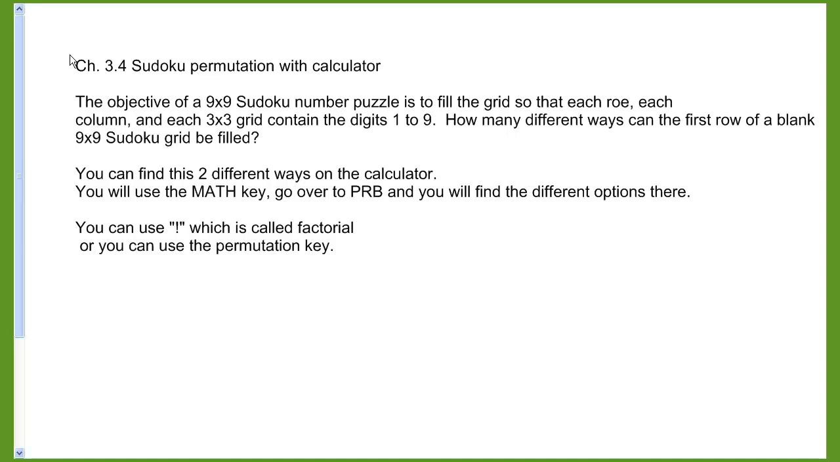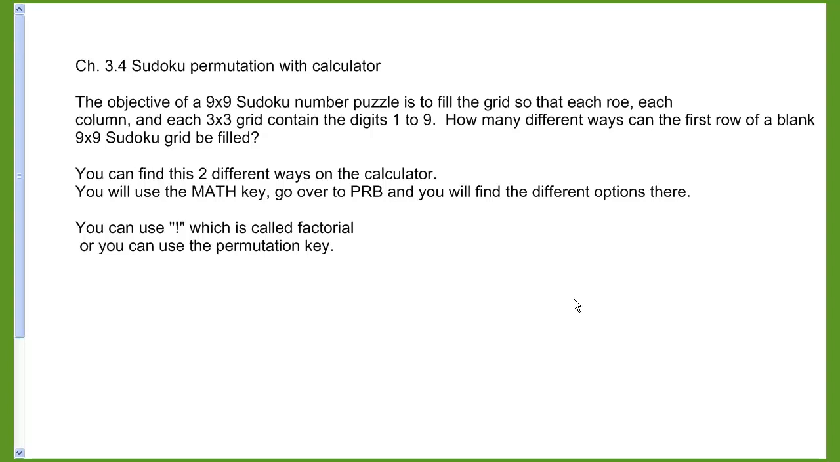The first problem we're going to look at in week 3 using a calculator is the Sudoku permutation. Here's the problem, and I'm going to show you how to use the calculator. It says the objective of a 9x9 Sudoku number puzzle is to fill the grid so that each row, each column, and each 3x3 grid contain the digits 1 to 9. How many different ways can the first row of a blank 9x9 Sudoku grid be filled?